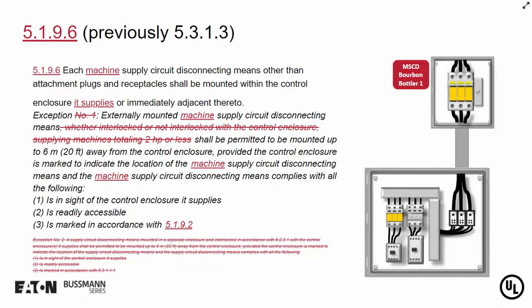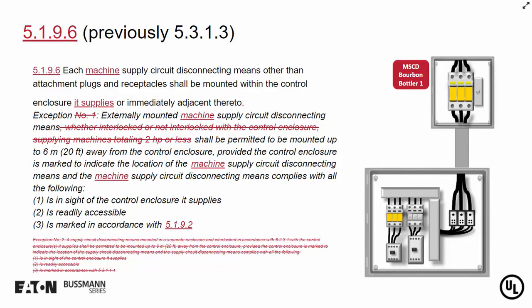So the exception allows the machine supply circuit disconnect to be mounted up to 20 feet away from the control enclosure, provided it is properly marked, and that's very important, to indicate the location, and provided it is in sight of the control enclosure it supplies, readily accessible, and marked to indicate the equipment it disconnects.